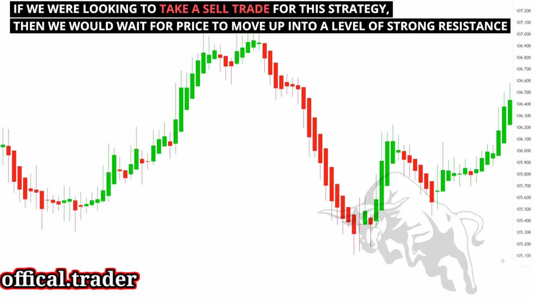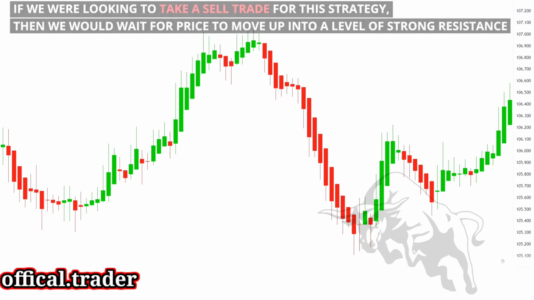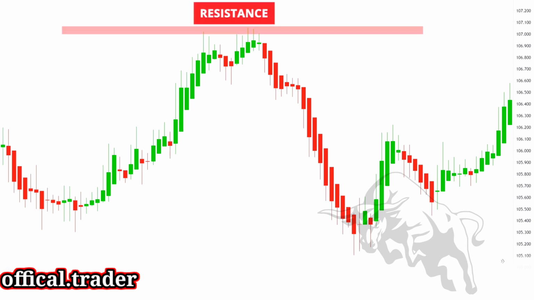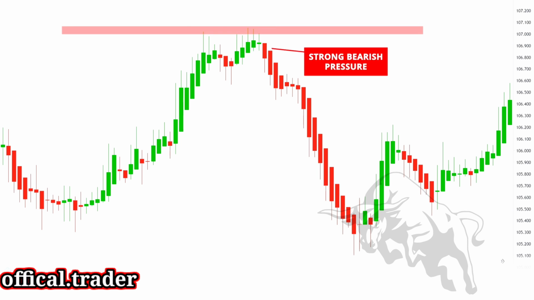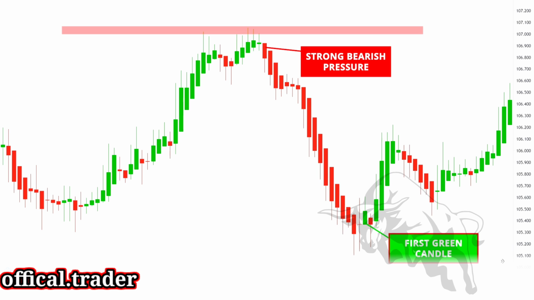If we were looking to take a sell trade for this strategy, then we would wait for price to move up into a level of strong resistance. And similar to before, we would wait for the first sign of strong bearish pressure to come into the market. This would be our signal to enter a sell trade, and then we would wait for the first green candle to form after price has moved down before closing the position.